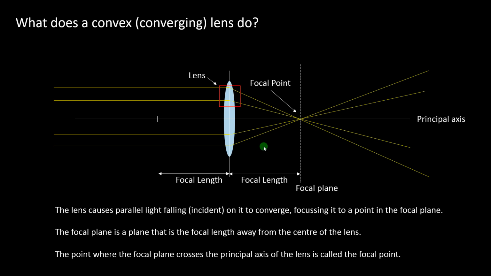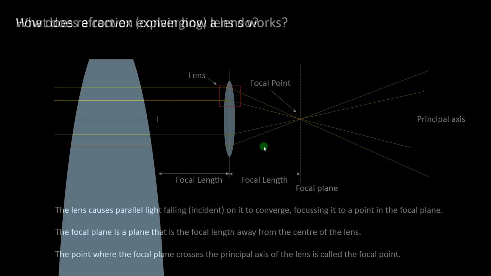So we're just going to take in the next slide a look at the red box section here zoomed in, and a look at the two rays that we've drawn and what actually happens to them as they go through the lens and how that causes them to converge in the focal plane after they've been through the lens. Okay, so let's do that now.